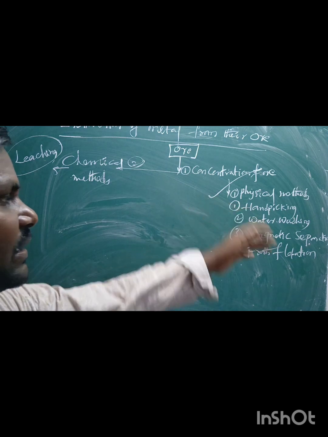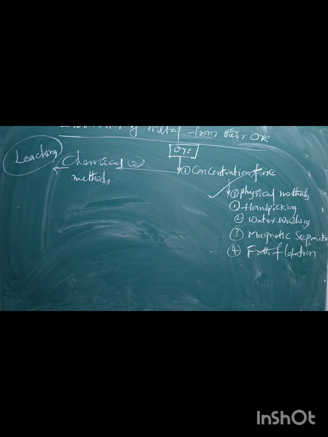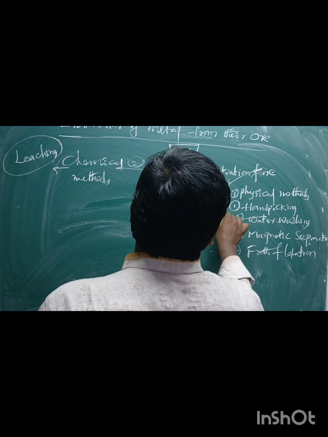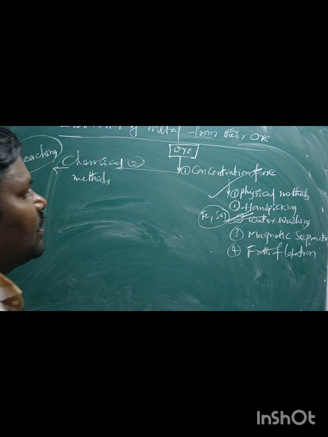Next one, water washing or levigation. A crushed ore is washed in a stream of water. The lighter impurities are swept away while heavier ore particles settle down. Iron ores and tin ores are concentrated by this method. Iron and tin ores are separated by water washing or levigation. It is also called hydraulic washing or gravitation method.